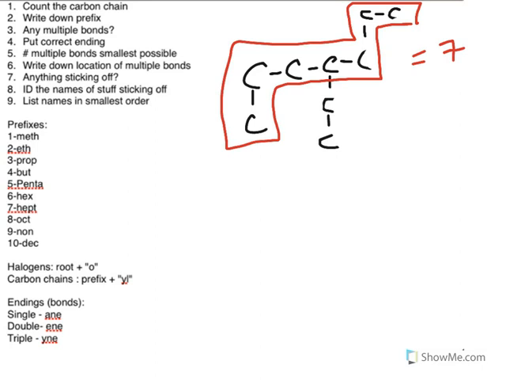So because of 7, step 2 says write down the prefix. The prefix for 7 is hept. Right? Any multiple bonds? Step 3? No. So put the correct ending. Ane. No multiple bonds, all ane. So this is a heptane chain.